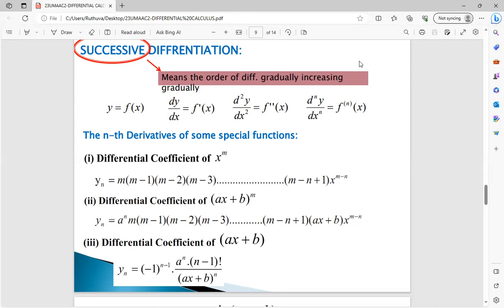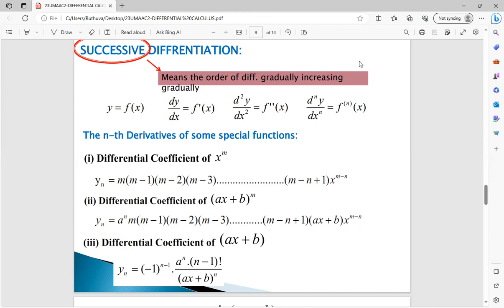Okay. So similarly, we extend up to mth power. So y_n equals, differentiating n times, the coefficient of x^m is m(m-1)(m-2)(m-3)... up to (m-n+1) into x^(m-n). Okay, this is the first function.